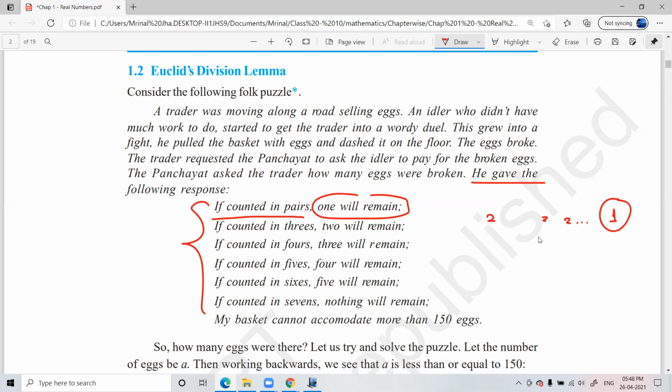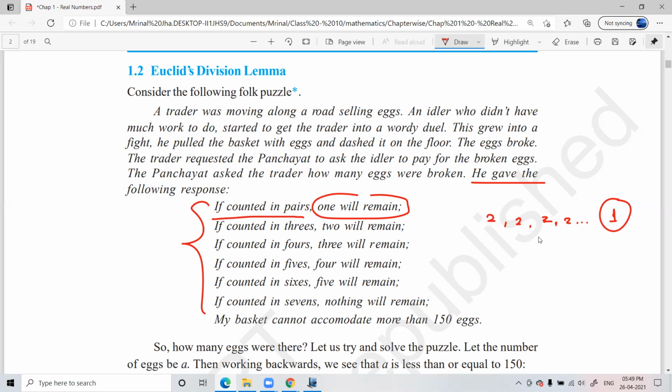Can anyone tell me what this means mathematically? If you counted in pairs, one will remain. Say that again. It's okay, give it a try. There's no prize or punishment.